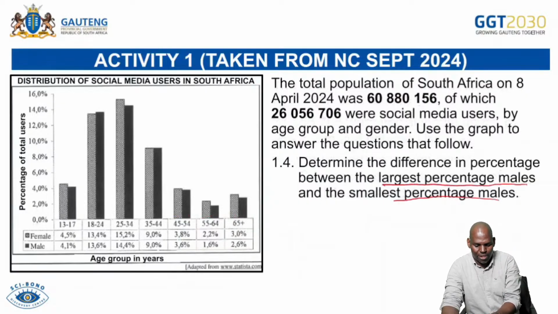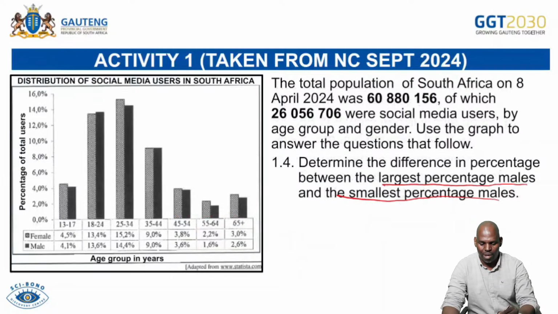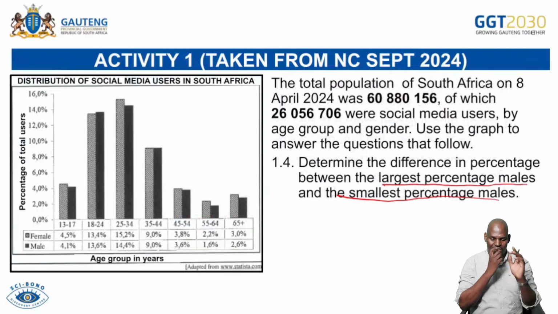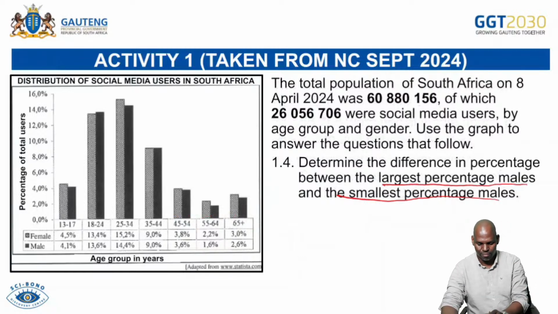Okay, and then for 1.4, it's determine the difference in percentage between the largest percentage males and the smallest percentage males. It sounds like it's a range, okay? But in this case, we just read the question as it is. The difference between this and this one.